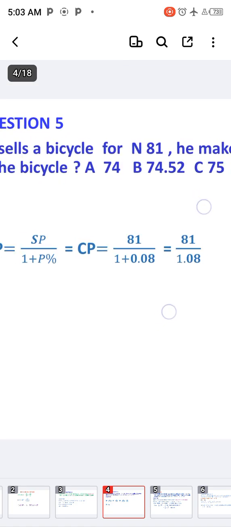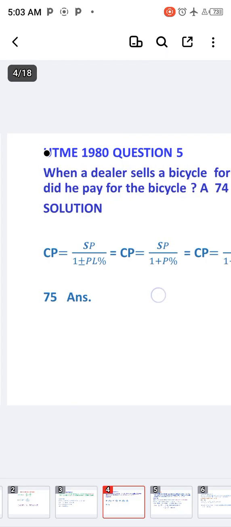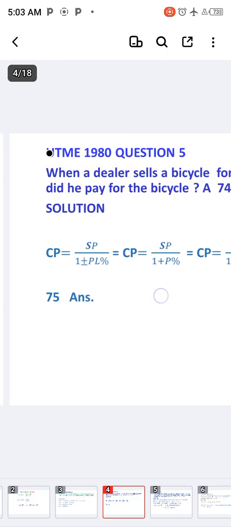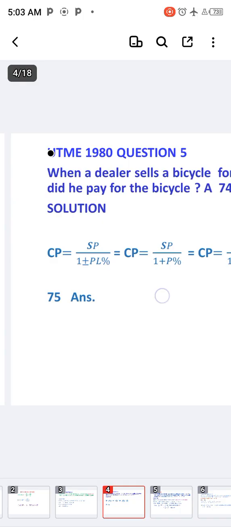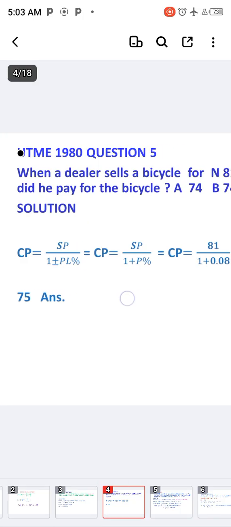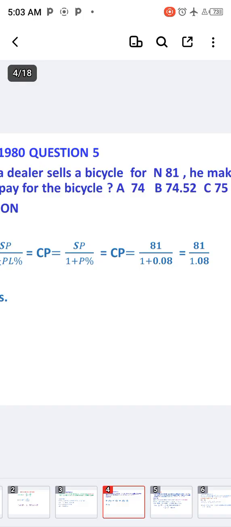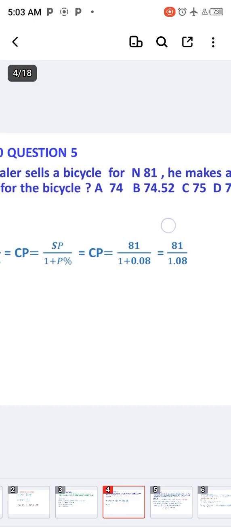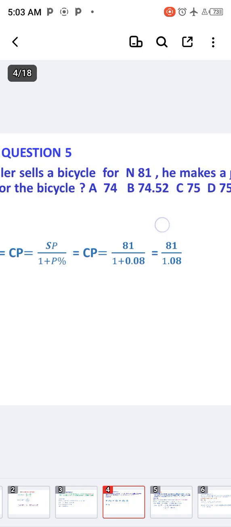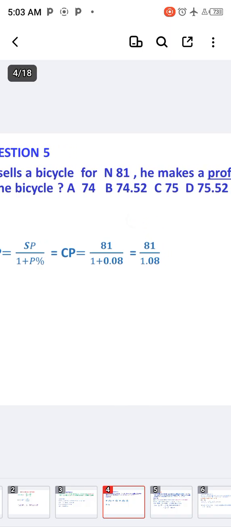And this gives us 75 naira, which is the answer. And of the options you have A, 74, B, 74.52, and C, 75. C is the correct option.